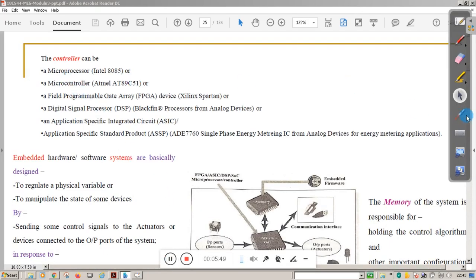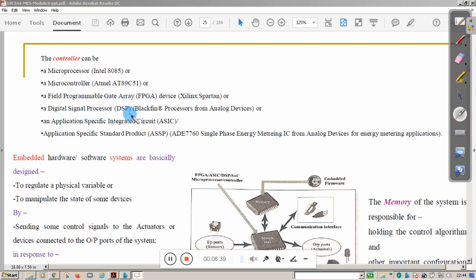So the controller can be, as I said earlier, a microprocessor like Intel 8085 or different types of microprocessor, microcontroller, or field programmable gate array FPGA device such as Xilinx or Spartan. When it comes to field programmable gate array, it's a programmable logic device which can be reconfigured to perform any function by software. The great advantage of this field programmable gate array is that the chip is completely programmable and can be reprogrammed. It has many planes of millions of AND gates, NOT gates, OR gates. All these are controlled by software, I mean programmable by software.